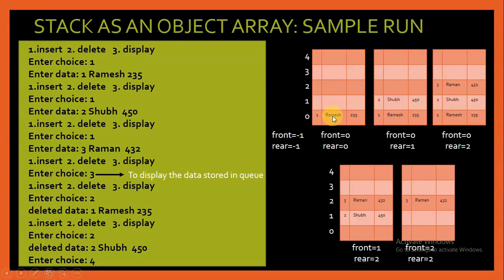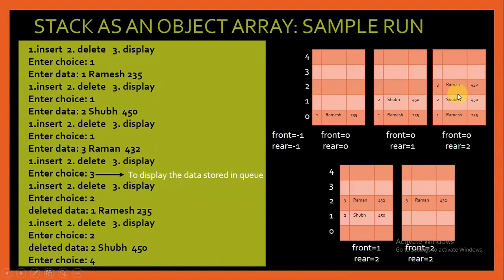Now the menu will be displayed again. If I input the choice 1 again, I will input the data for all the 3 elements, and in this case you can see front will remain 0 and rear will be incremented by 1 and it will become 1, and this data is inserted at index number 1. Again the menu will be displayed, and if I input the choice 1 again, I will input the data for the element, and again front will remain 0 and rear will be incremented by 1 and become 2, and this data is inserted at index number 2.